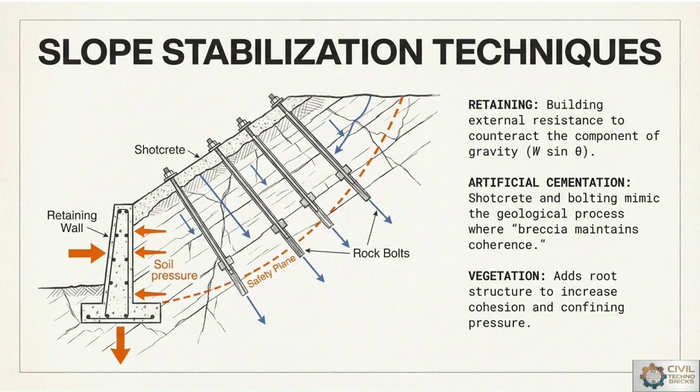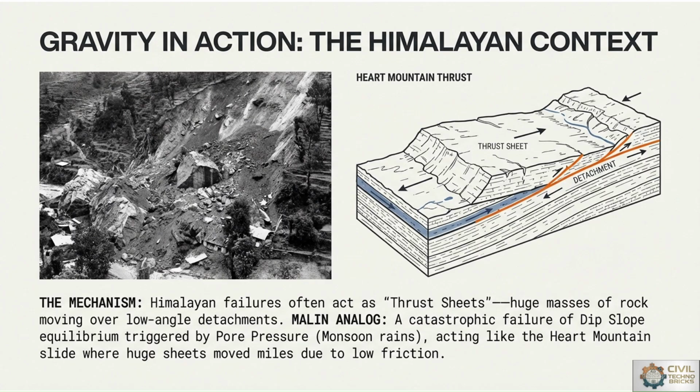Planting deep-rooting vegetation binds superficial soils, just like the vegetation, we have to provide the tree plantation activity, so that the roots of the trees engage the whole tectonic plates with reference to that rock bolting activity. One of the case studies is gravity in action, that is the Himalayan context. With reference to that Himalayan context, the thrust sheet mechanism is there.